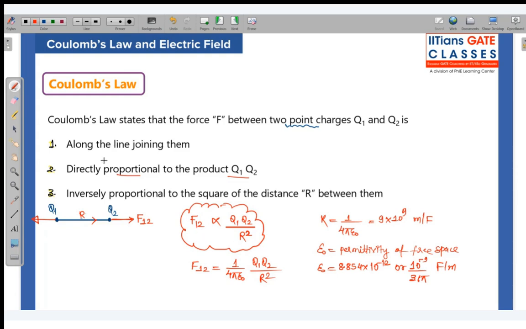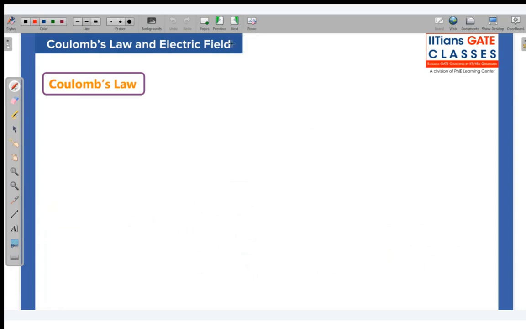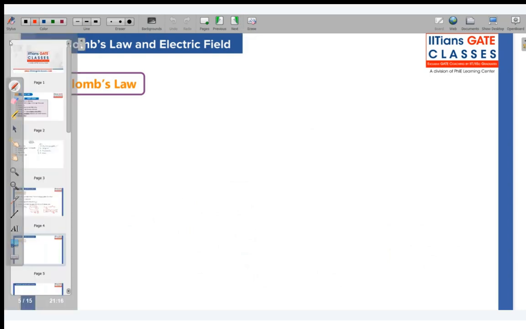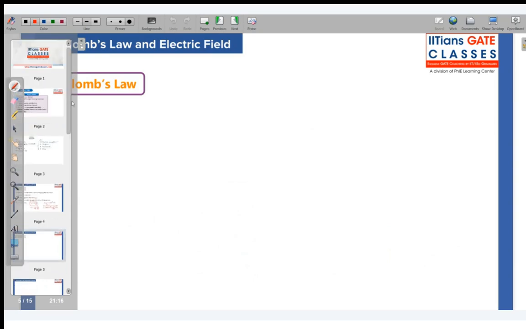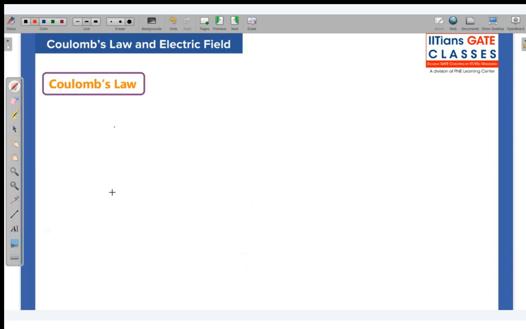Now, because you don't have any question on this particular page, let's move further. Let's understand the vector form. So, vector form of Coulomb's law. What is the vector form? The vector form will give us the direction. Now for this vector form we are considering these 2 point charges Q1 and Q2.